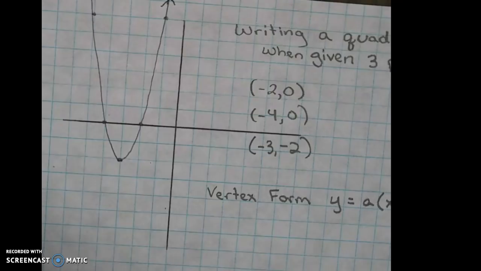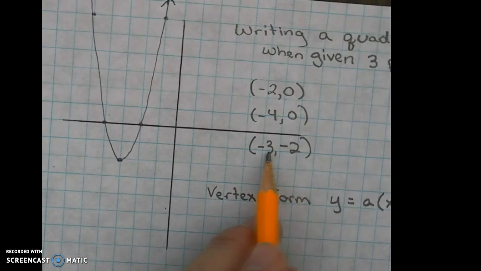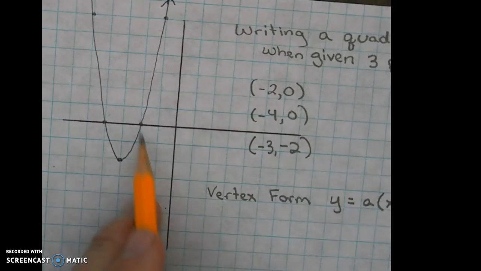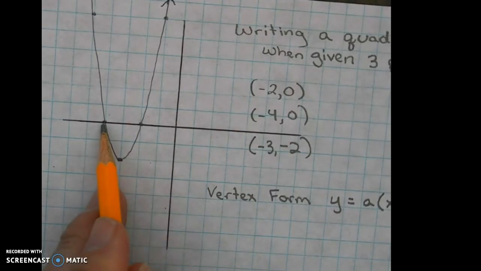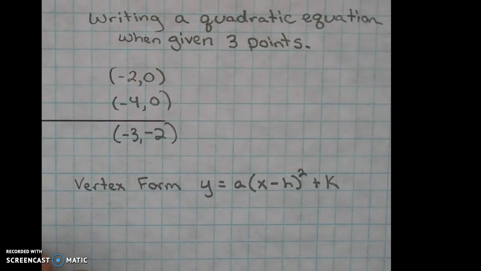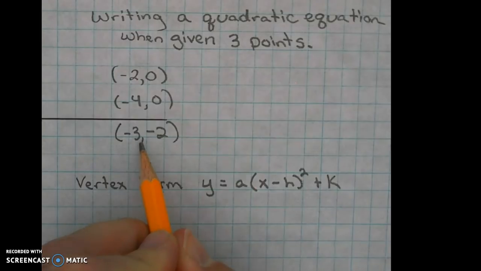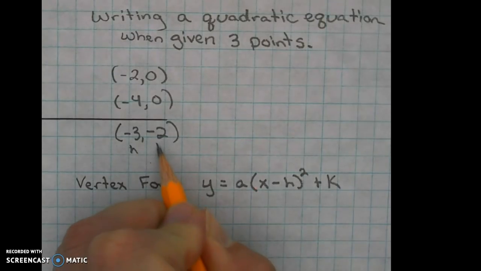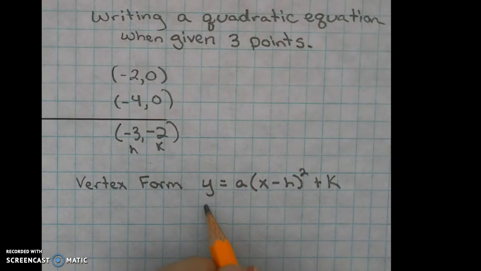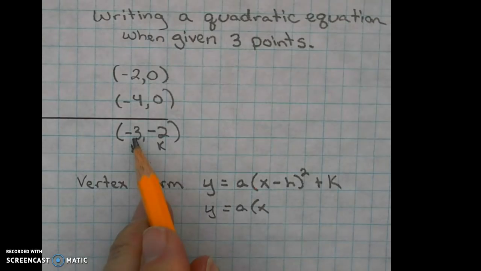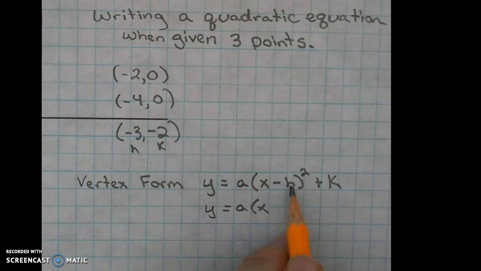Okay, as we can see here, this point represents the vertex. These 2 points are going to be our x-intercepts or our roots. So plugging in our vertex, since this is vertex form, this is going to be our h value, this is going to be our k value. When we plug a -3 in for h, we actually end up with +3.